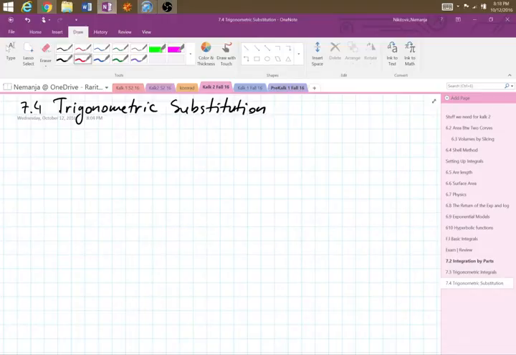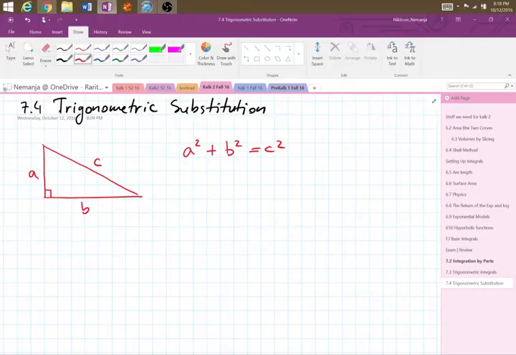So toolbox first, right? What do we need? We have ABC, right triangle, and we are able to write Pythagorean theorem a squared plus b squared is equal to c squared. And we are also able to write that a squared is equal to c squared minus b squared. And we are also able to write that b squared is equal to c squared minus a squared.